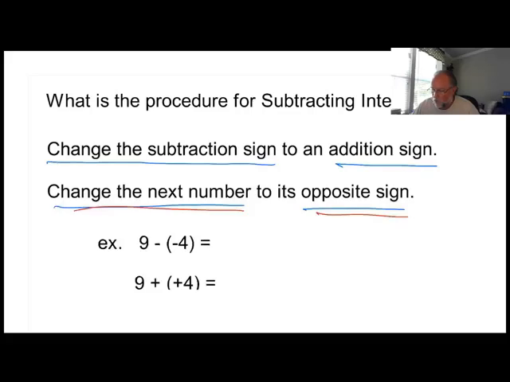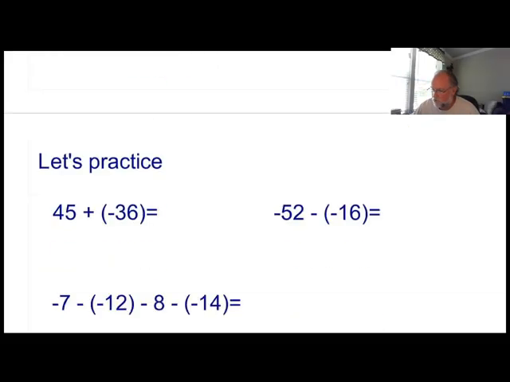So again, the rule. Pause the video and write this rule down on your paper. Change the subtraction sign to an addition sign, and then change the next number to its opposite. So here was the original problem, 9 minus negative 4. We left the first number alone. We changed the subtraction sign to an addition sign. And the very next number, whatever it was, we changed it to its opposite. So this first number was negative, and it's now positive. And then we go back to our addition rules. That's what we do with subtraction.